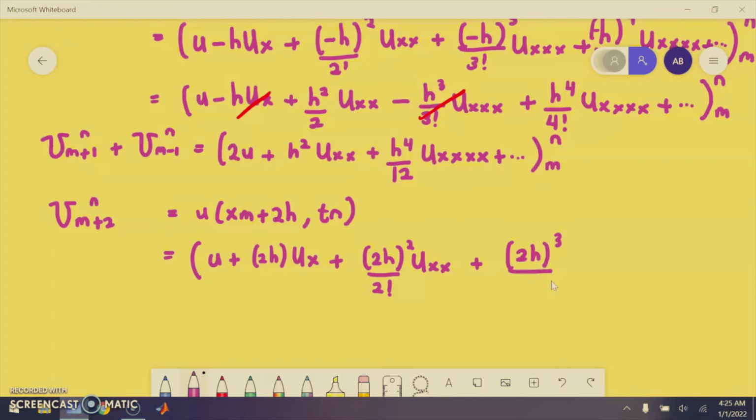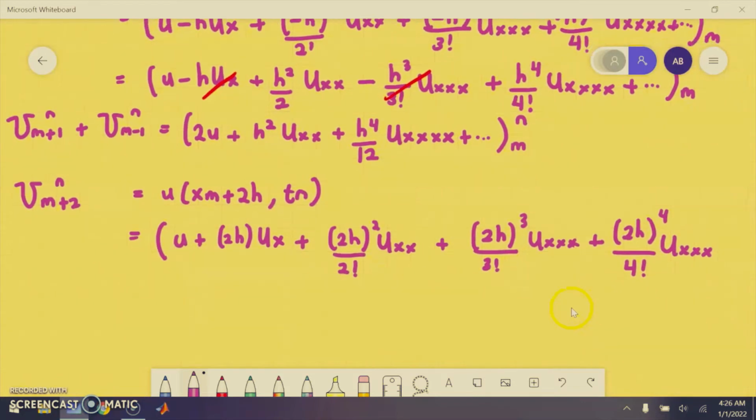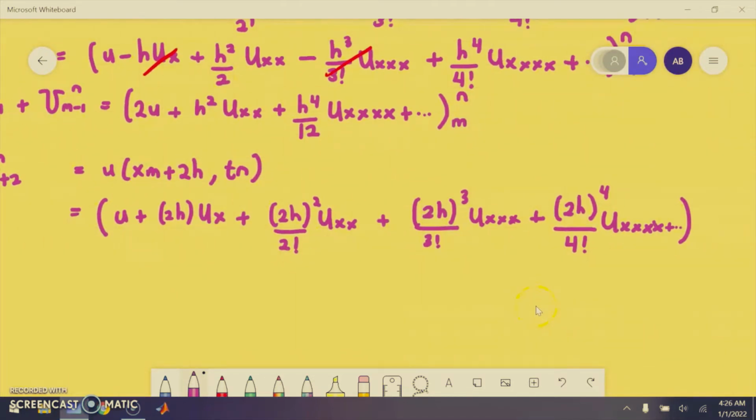over 3 factorial u_xxx, just the third derivative, plus (2h) to the power 4 over 4 factorial, the fourth derivative, and so on, at m, n.